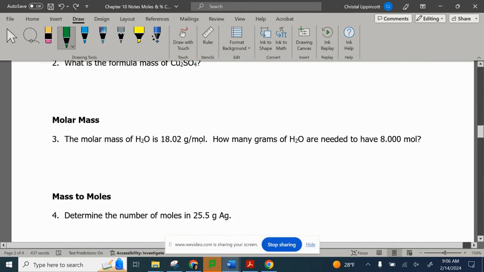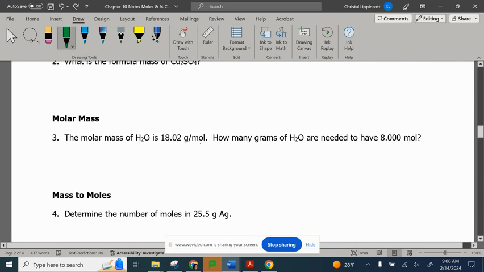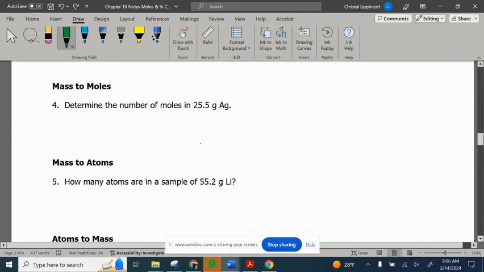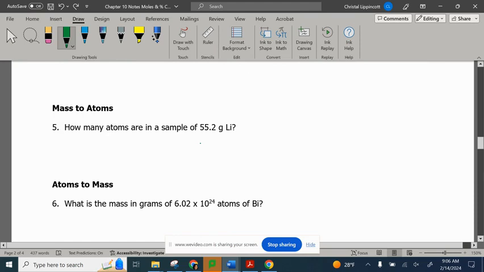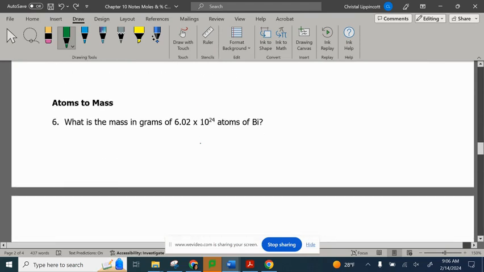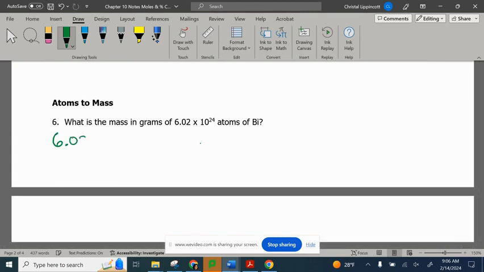That I think is easy. You can do that one. Okay. Atoms. I want to do this one. I want to do number 6. 6.02 times 10 to the 24th. This is going to be atoms of bismuth.